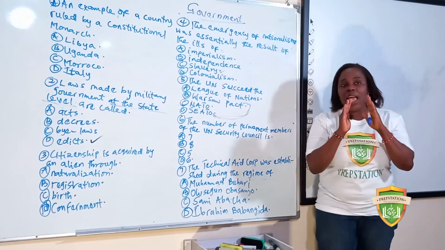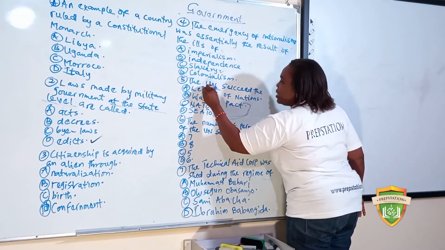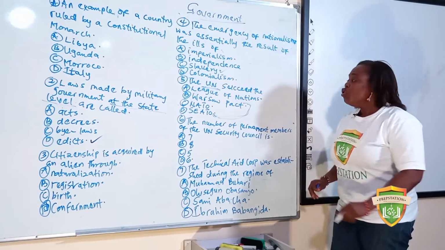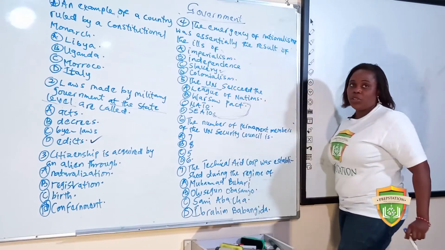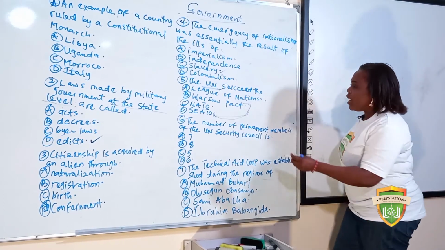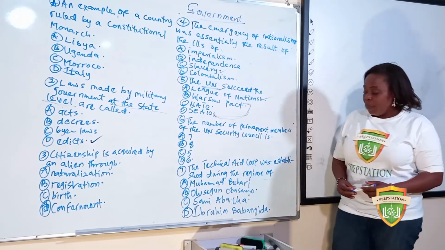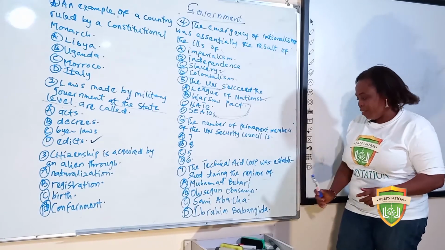So after the Second World War, the United Nations was created. So the United Nations succeeded which? The League of Nations. So the answer is A, League of Nations. I want you to take note of this. Now let's go to number six question.